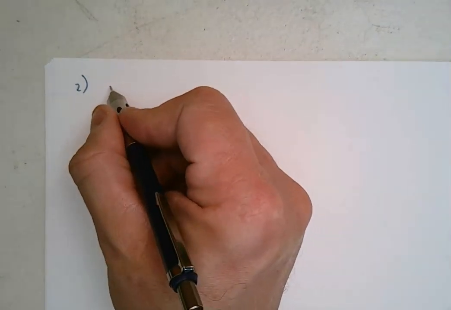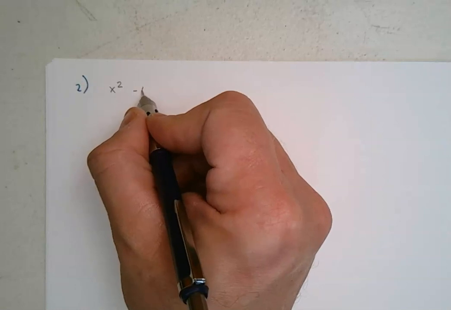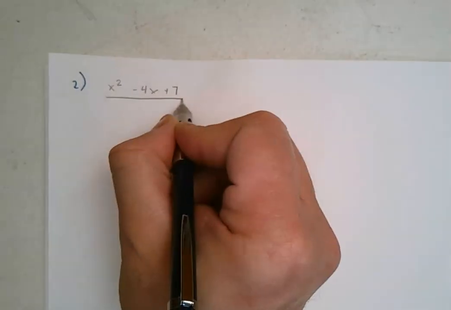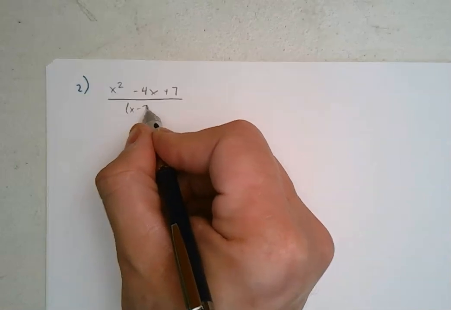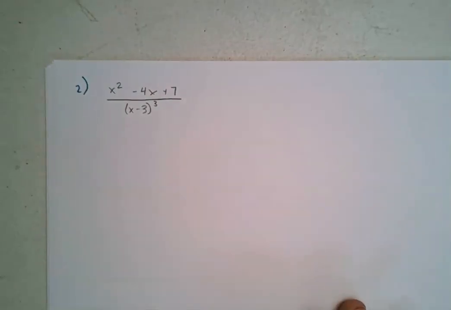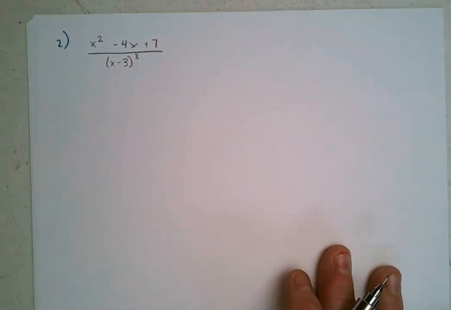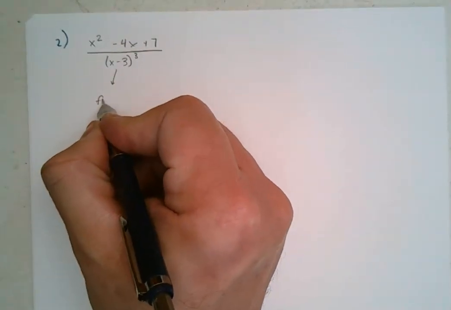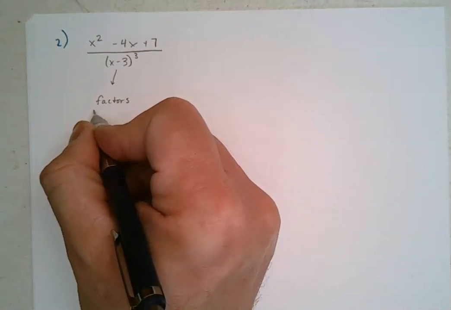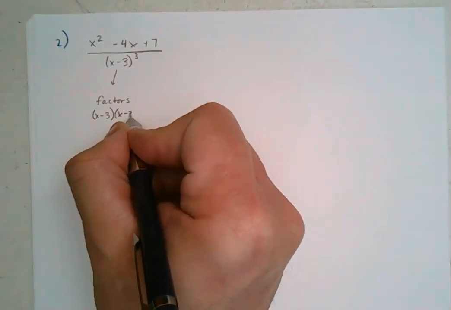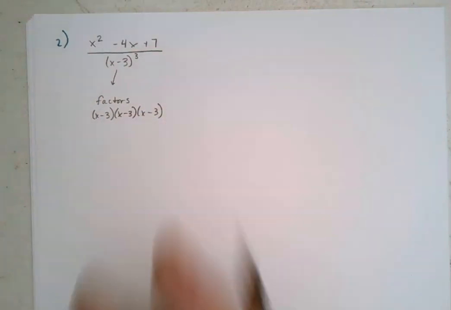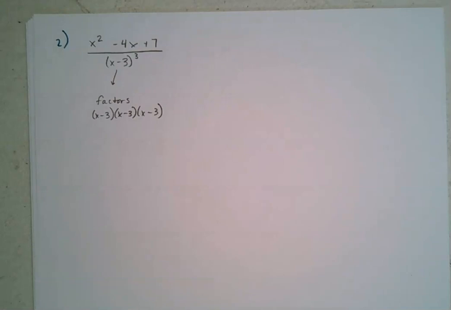Our second scenario. Okay, here's our second scenario. I have x squared minus 4x plus 7 over x minus 3 cubed. Now, if I take this and I ask you what are the factors, what are they? They're x minus 3 times x minus 3 times x minus 3. No different than if I asked you the factors of 8 and you said, oh, that's 2, 2, and 2. These would be repeating linear factors.